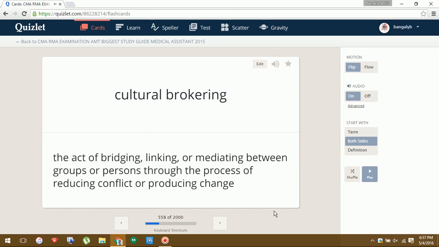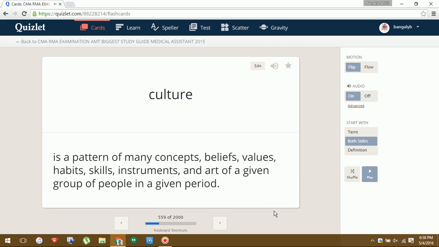Cultural brokering. The act of bridging, linking, or mediating between groups or persons through the process of reducing conflict or producing change. Culture is a pattern of many concepts, beliefs, values, habits, skills, instruments, and art of a given group of people in a given period.